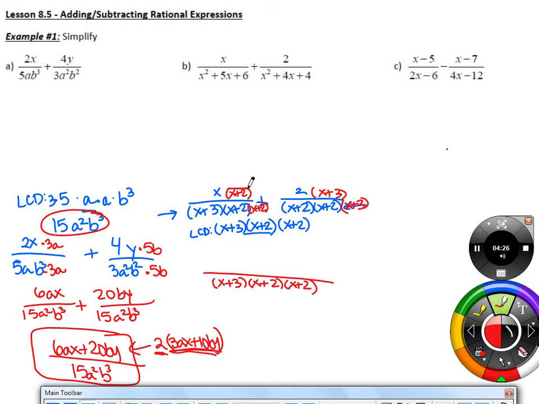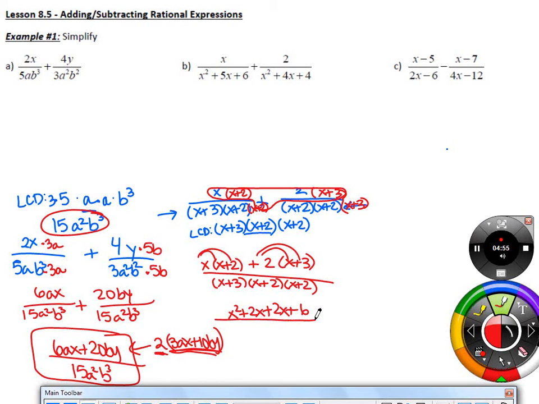But in the numerator, I have some arithmetic to do. I have this multiplication problem plus this other multiplication problem to do. So I have x times x plus 2 being added with 2 times x plus 3. Following normal order of operations, I can't combine any like terms till I've multiplied this out and see what I have. So I have x squared plus 2x plus 2x plus 6. And that's all still over that same denominator.